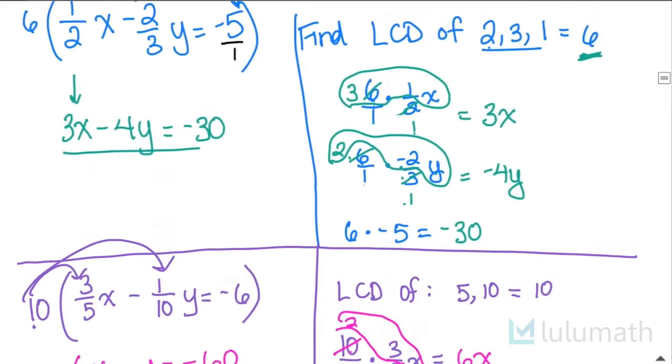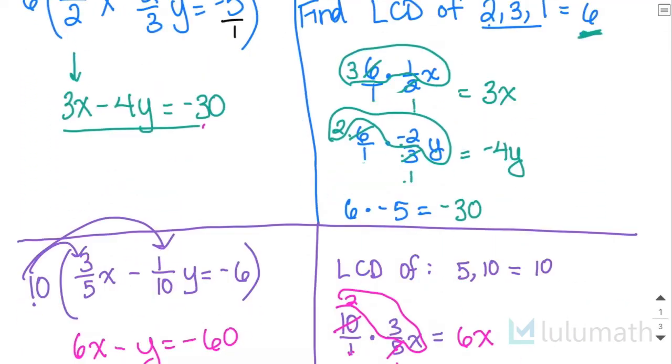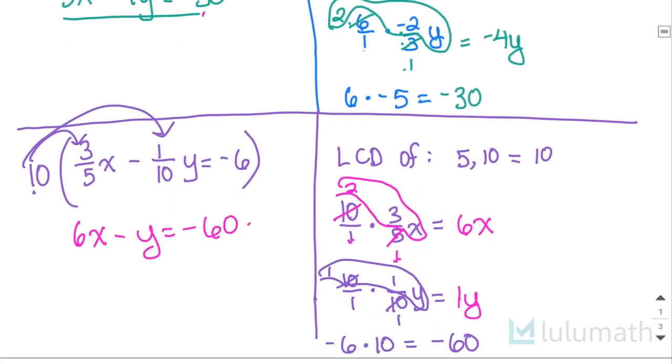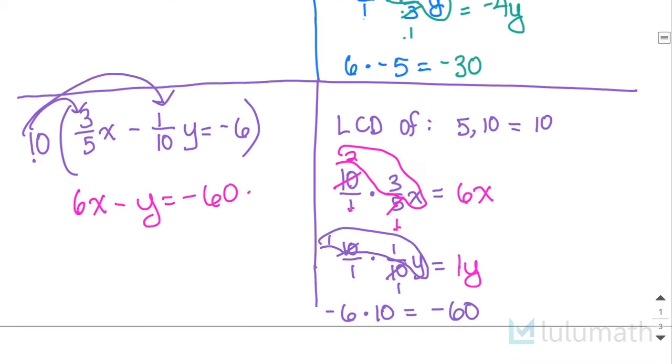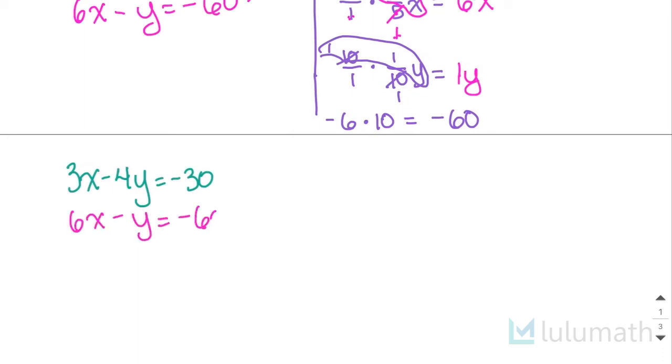So now I've gone from having my blue equation here and my purple equation that have fractions to my green equation here and my pink equation that do not have fractions. So I'm going to go ahead and write them down on top of each other so that way I can see what it is that I need to do in order to solve them. So 3x minus 4y equals -30. And then our other equation is 6x minus y equals -60. You can use substitution, graphing, elimination, whatever you want in order to solve this.